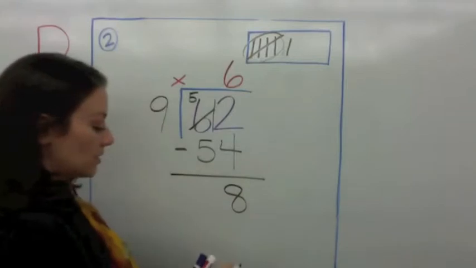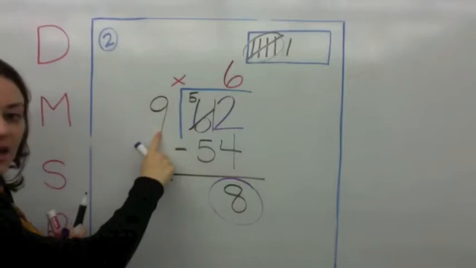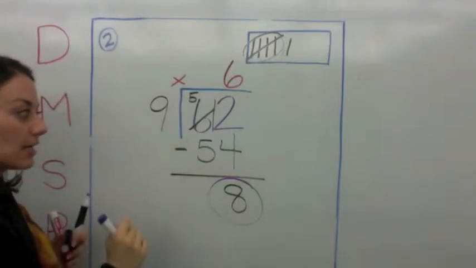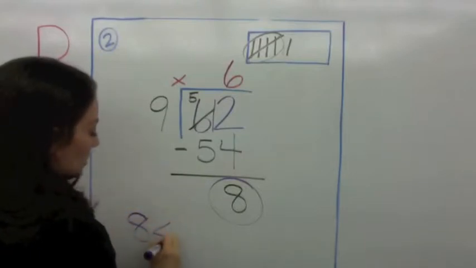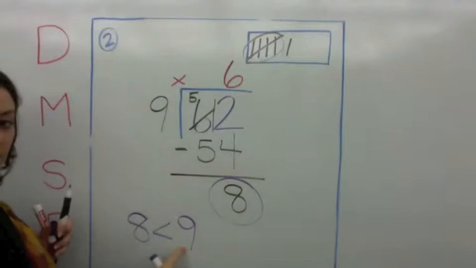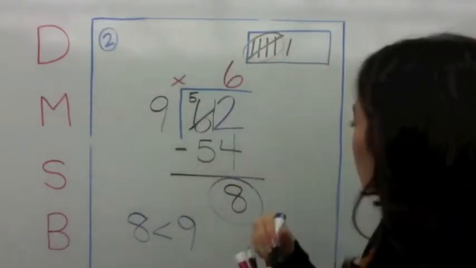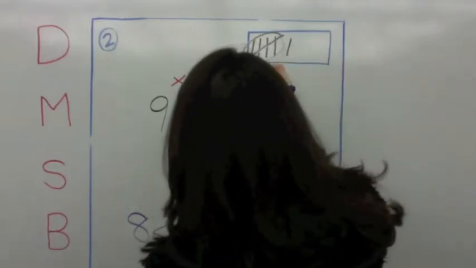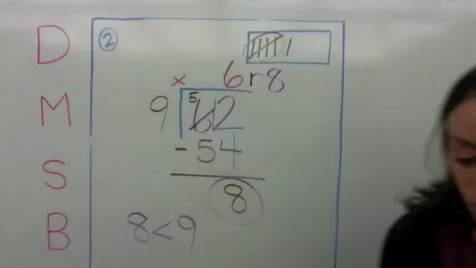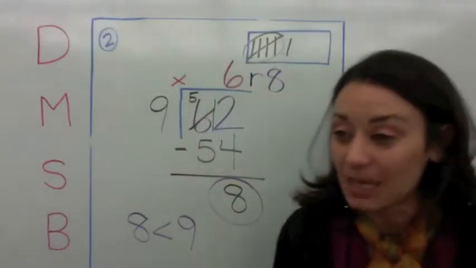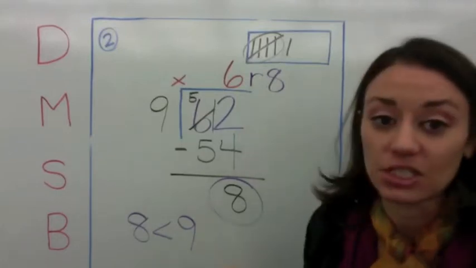All right, so let's take a look at this remainder here. The remainder is 8. Is 8 less than 9? Written like this. Is 8 less than 9? Yes, it is, right? 8 is less than 9. So that is a correct remainder. So what is the remainder? The remainder is 8. So the answer is 6, remainder 8, which means I can skip count by 9 6 times, but I have to add 8 more in order to get to 62.